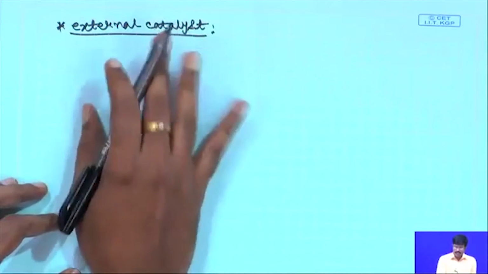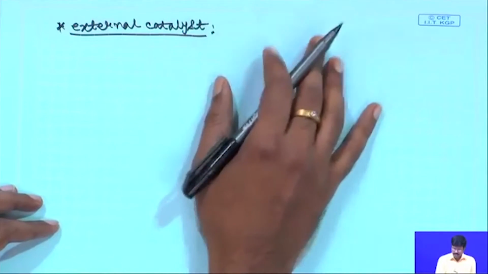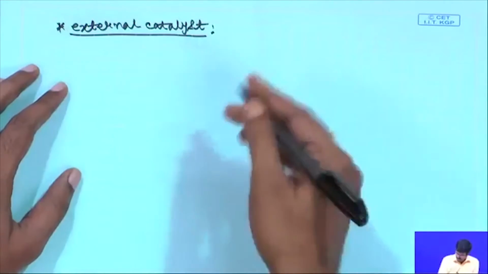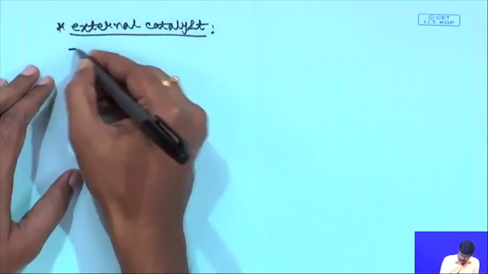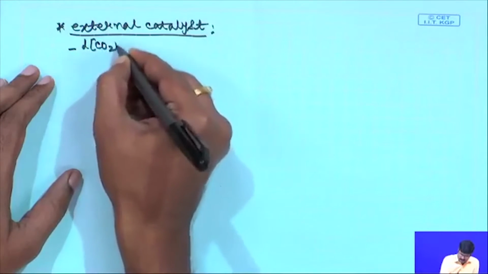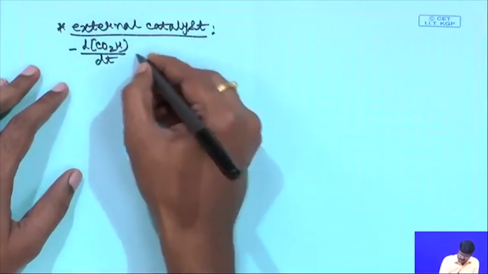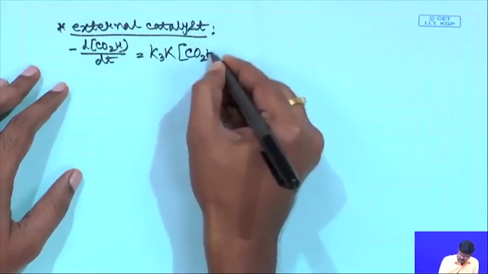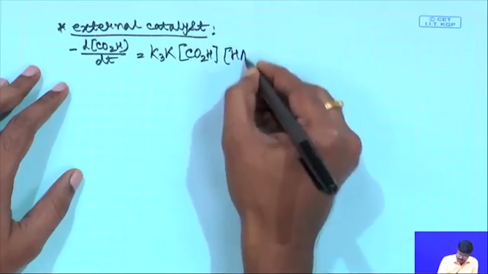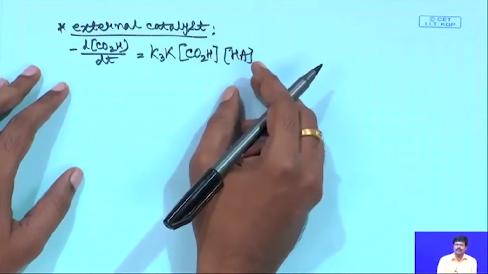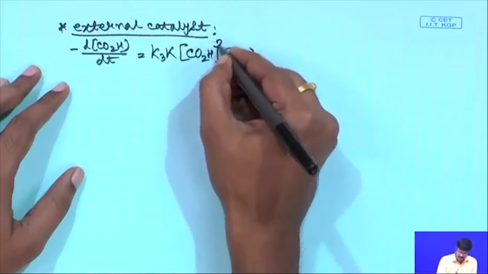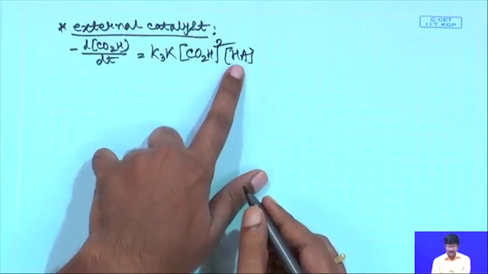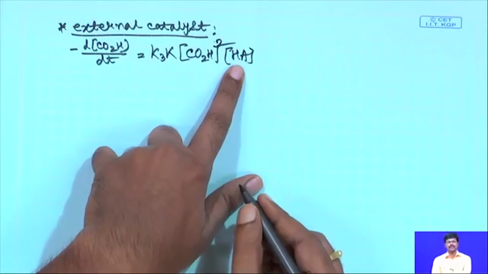So let us now talk about external catalysis. We talked about the self catalyzed system, now we are going to talk about the externally catalyzed system. I am not going to derive everything here. I am going to start from this particular expression, minus d[CO2H]/dt, the rate of the reaction, which is K3 K, recall that expression, times [CO2H] times [OH] times [HA]. Both CO2H and OH concentrations are the same to start with because it is stoichiometric, so this becomes squared. We do not replace HA with CO2H because we have added a small amount of a mineral acid as an external catalyst.